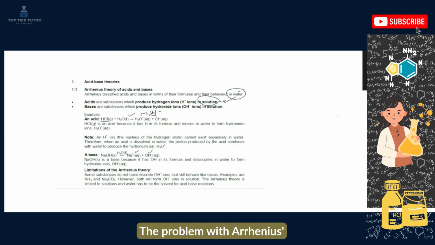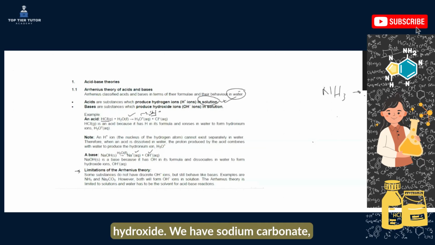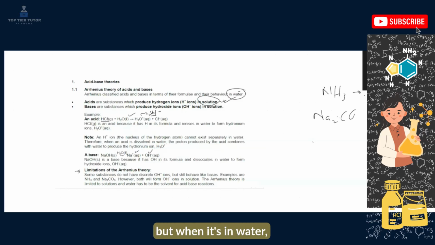The problem with Arrhenius' definition is that it is limited. The limitation comes in because some substances do not release hydroxide ions but are still considered bases. For example, ammonia is a base, although when it's in water, it does not release hydroxide. We have sodium carbonate, also a base, but when it's in water, it's not going to release any hydroxide.